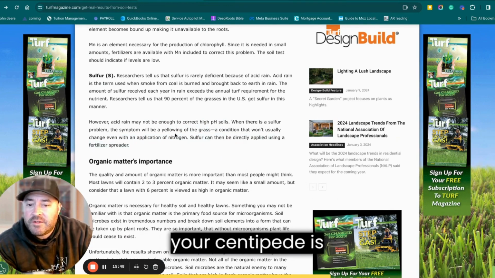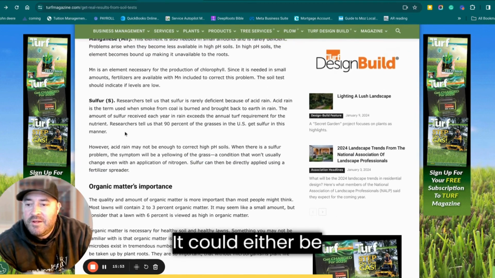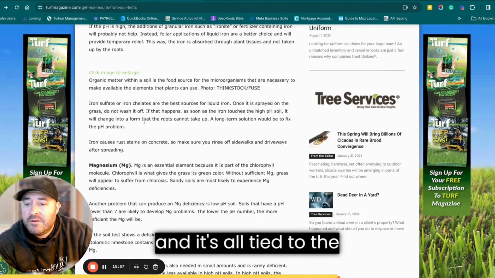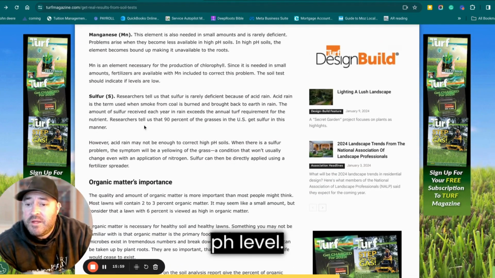So in the spring, if your centipede is yellow, it could either be sulfur, magnesium, or iron, and it's all tied to the pH level.